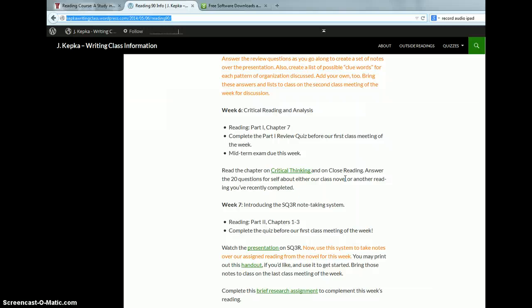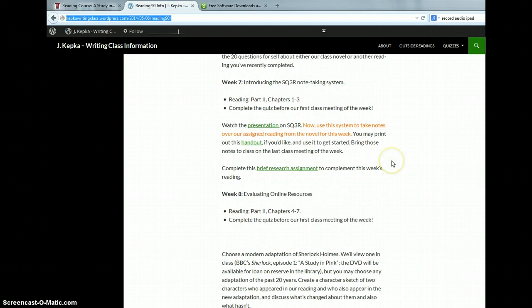And then they can use the 20 questions to reflect on their own reading or on the reading about our specific book, and that would provide a springboard for the midterm self-analysis that they'll find on Moodle. Week 7, second type of note-taking, or I'm sorry, reading system this time.